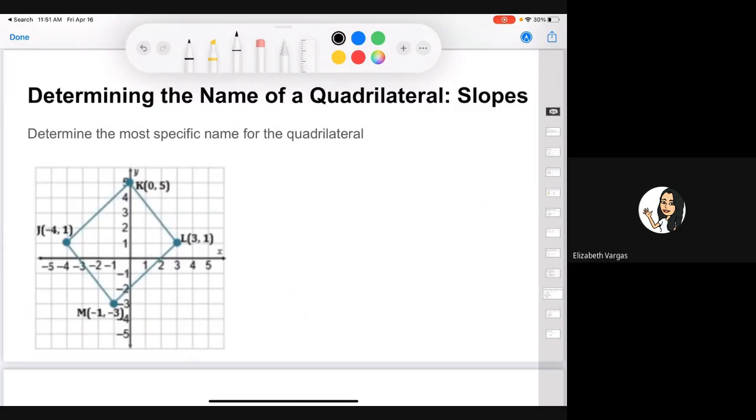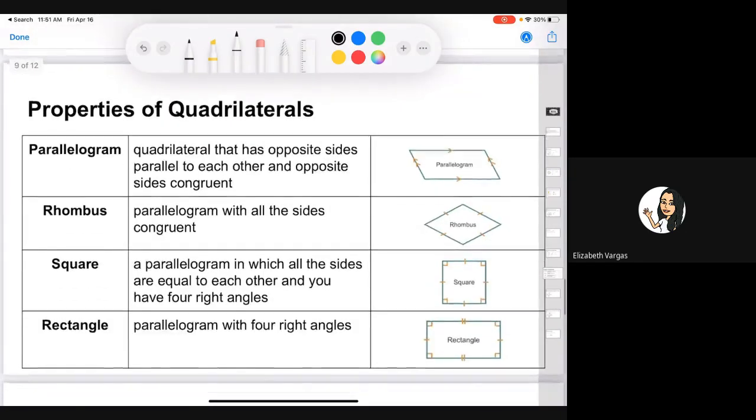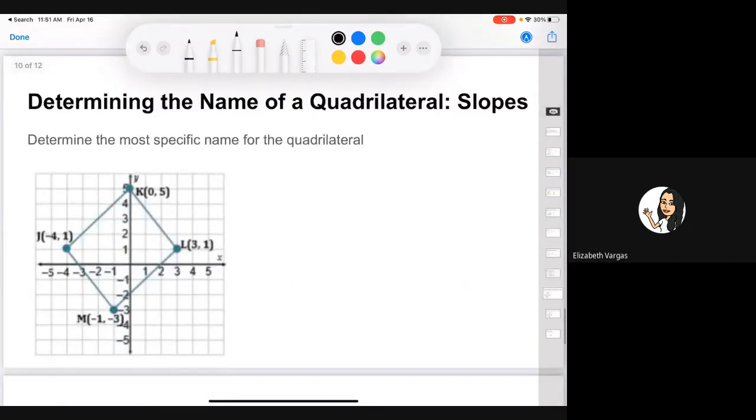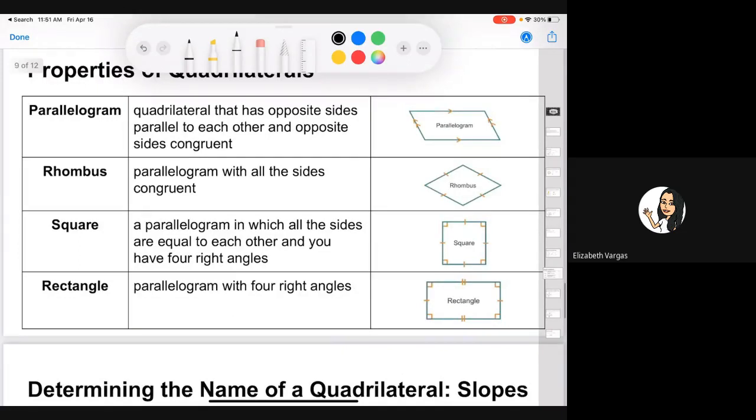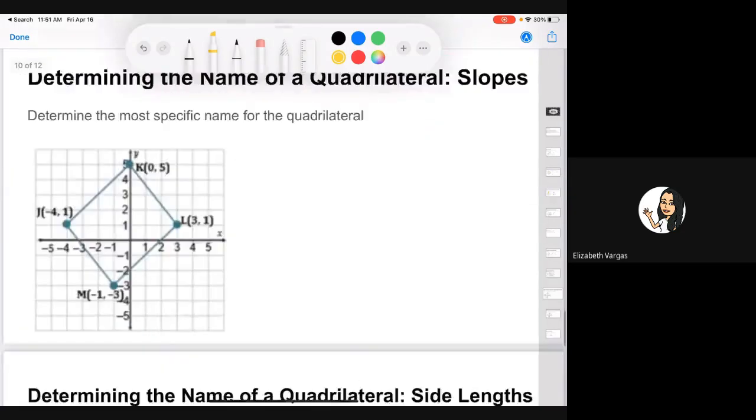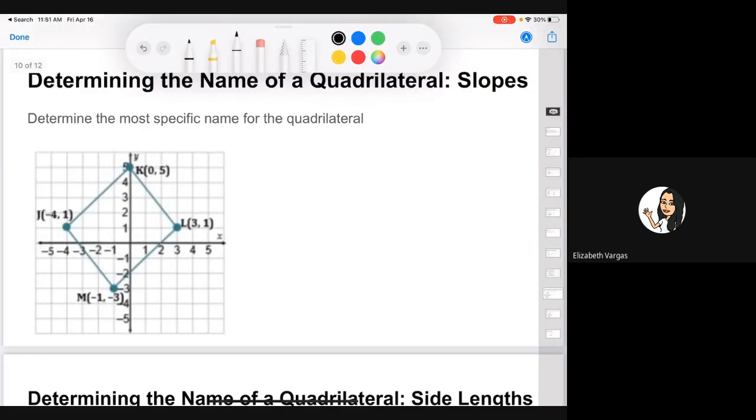if these opposite sides are parallel, then it is a parallelogram. Sorry, I'm going to try to prove if this is a parallelogram. And the way that I'm going to do that is I need to prove that the quadrilateral has opposite sides parallel to each other and opposite sides congruent. So I'm trying to identify if these two opposite sides are parallel to each other. So basically the slopes would be the same.